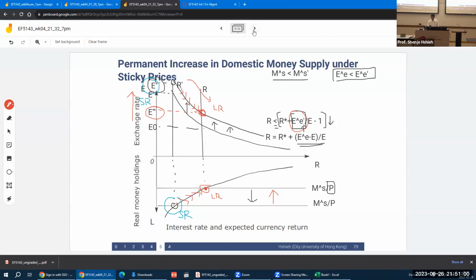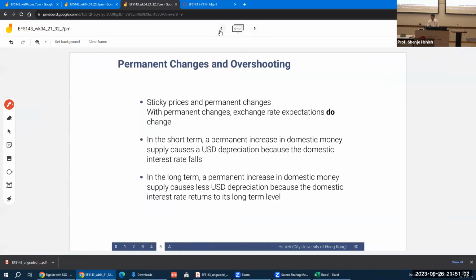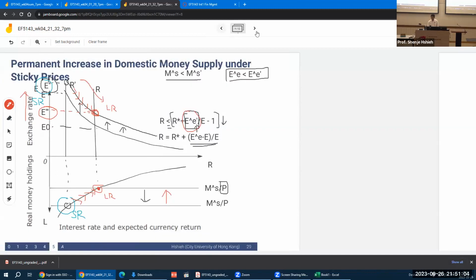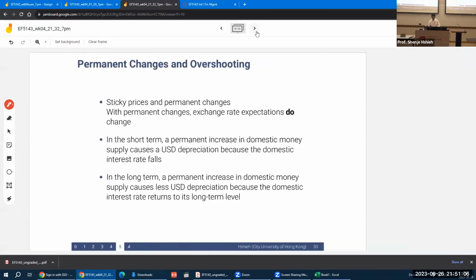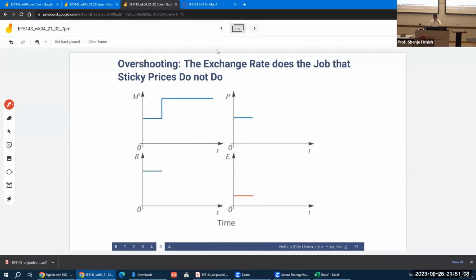Okay, so I'm running out of time, so I'm going to just go over this final graph with you, and then I'll probably summarize and recap next week. All right, so the overshooting. I want to talk about the evolution of each of these parameters, given the scenario that I gave you before, right? We had a permanent increase in money supply.